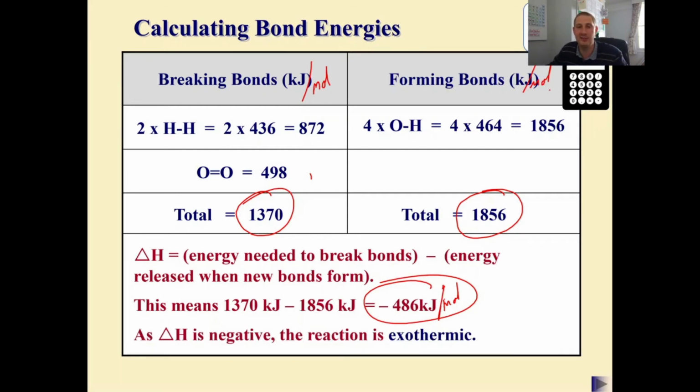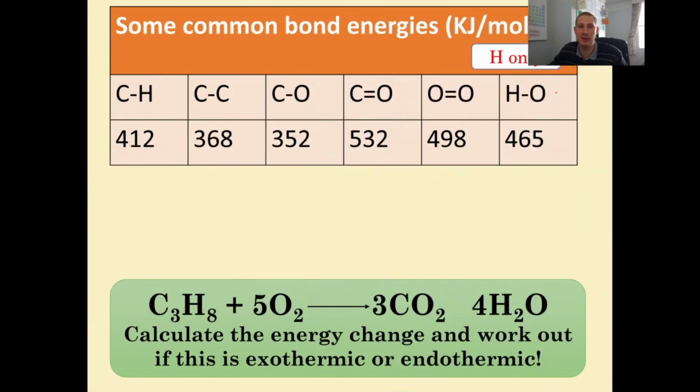Delta H is negative, so the reaction is exothermic. Here's another example. This is propane combusting. Propane and oxygen form carbon dioxide and water. Calculate the enthalpy change of this reaction.